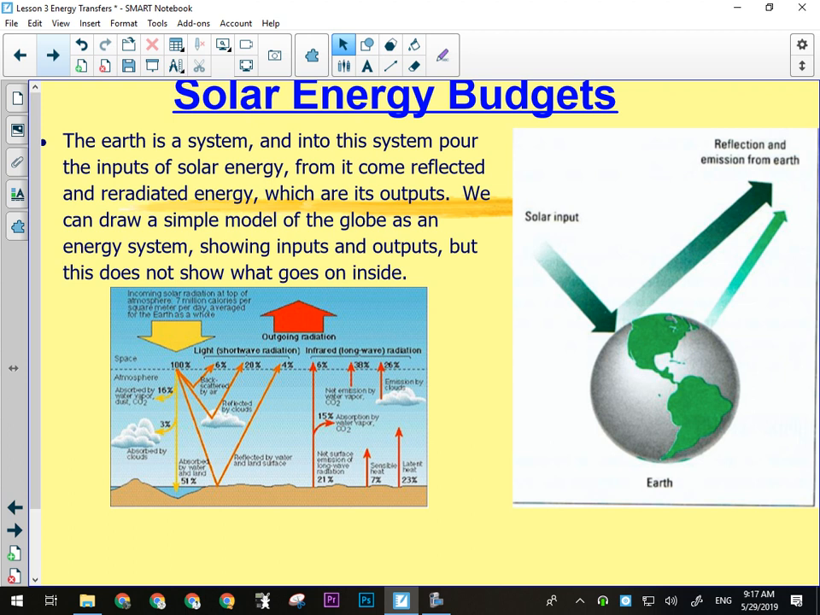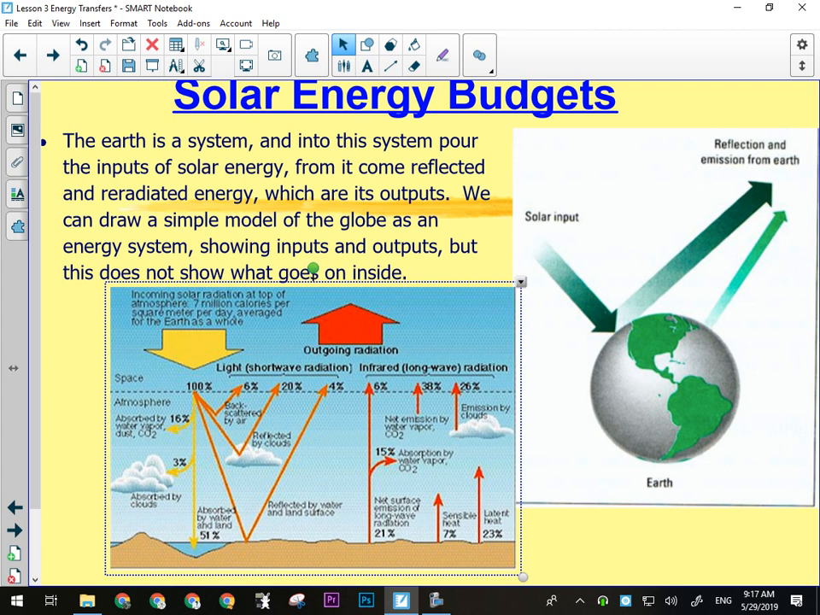If most of it reflects off the Earth, that's bad because then the Earth will be too cold. If too much of it gets absorbed, the Earth will be too hot. So there has to be kind of a delicate balance there. So when light comes in, we start out with 100% of it.